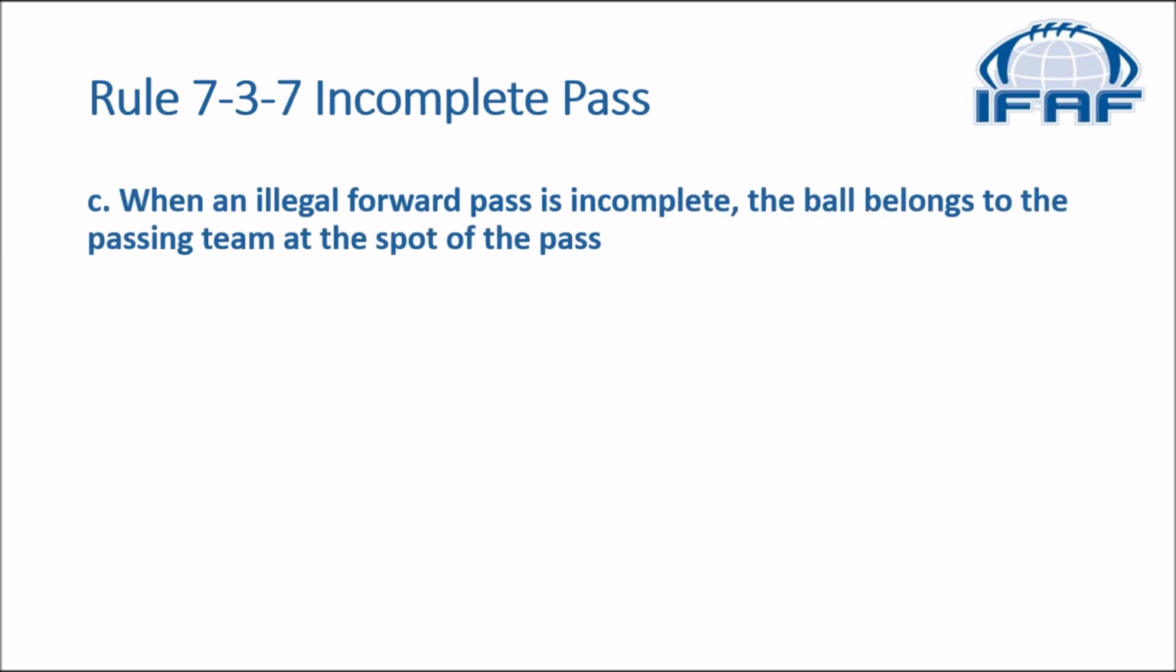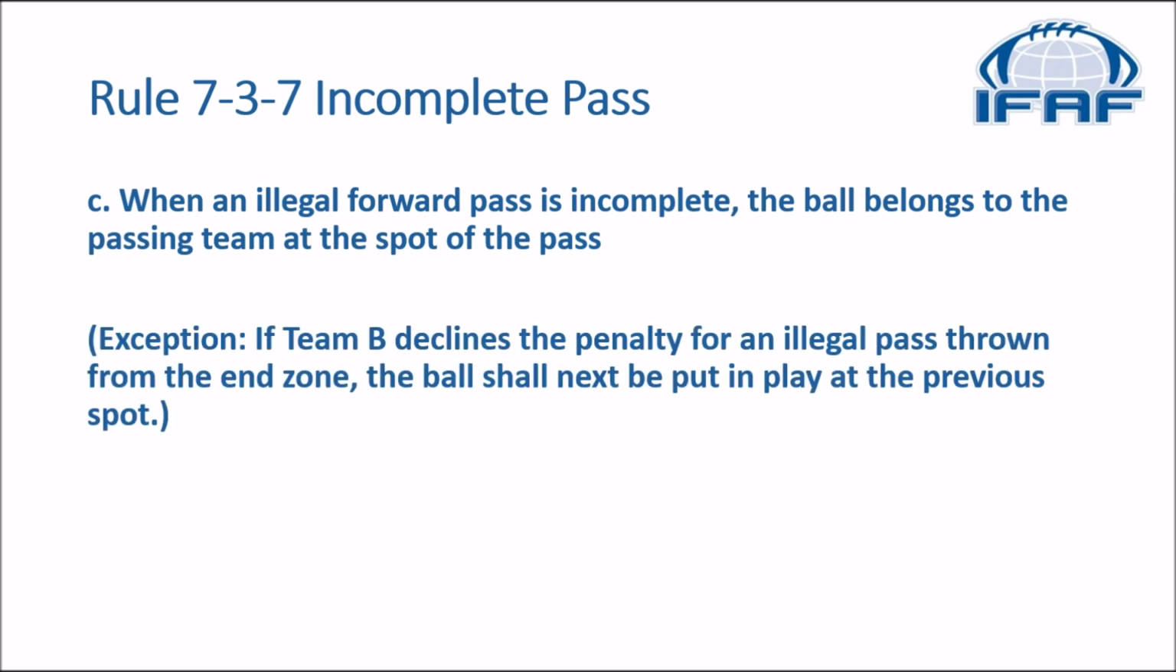And then a funny or interesting little rule is 737C that says when an illegal forward pass is incomplete, the ball belongs to the passing team at the spot of the pass. So if you think about this, if we've got 1st and 10 from the A30, and then we have an illegal forward pass, could be a grounding from the A25, the next play actually wouldn't be 2nd and 10 from the A30, it would be 2nd and 15 from the spot of the foul, which was the A25. And the exception to this rule is if Team B declines the penalty for an illegal pass thrown from the end zone, the ball shall next be put in play at the previous spot.